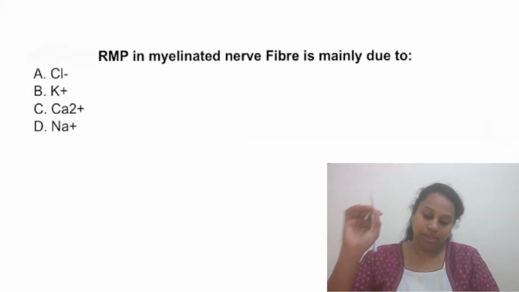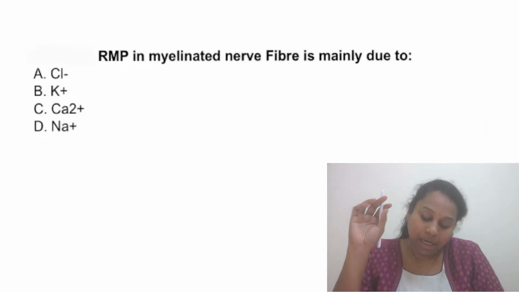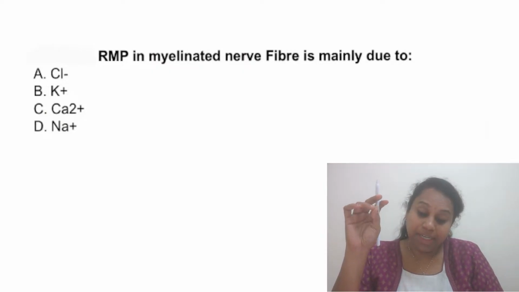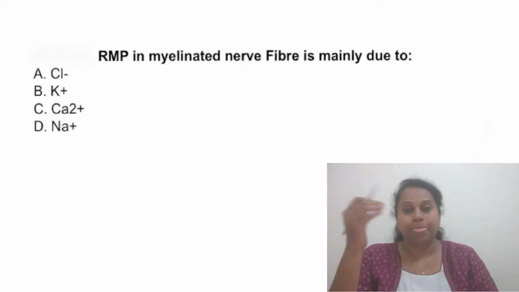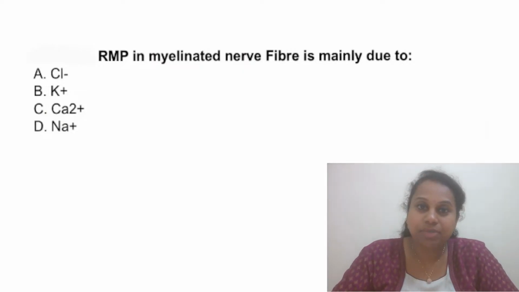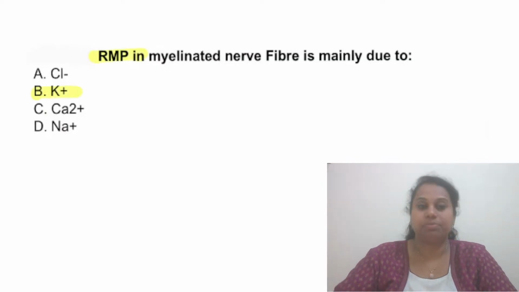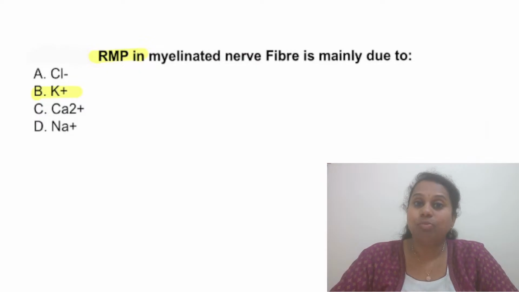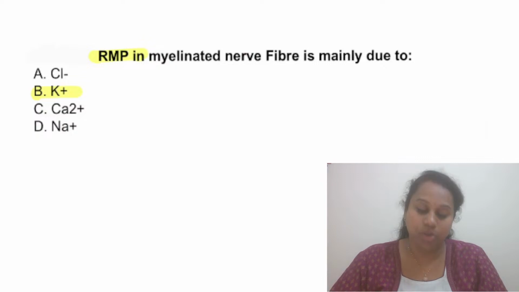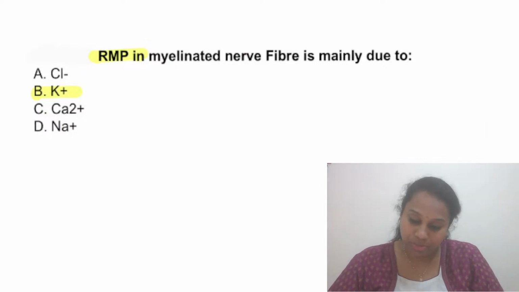Next, let's discuss RMP in a myelinated nerve fiber. It is mainly due to, yes, we have already discussed action potential. We discussed that RMP is mainly regulated by potassium ions because at rest the cell is most permeable only to potassium ions and not to any other ion. All other doors will be closed. Only potassium doors are open. So that's why the answer is potassium.